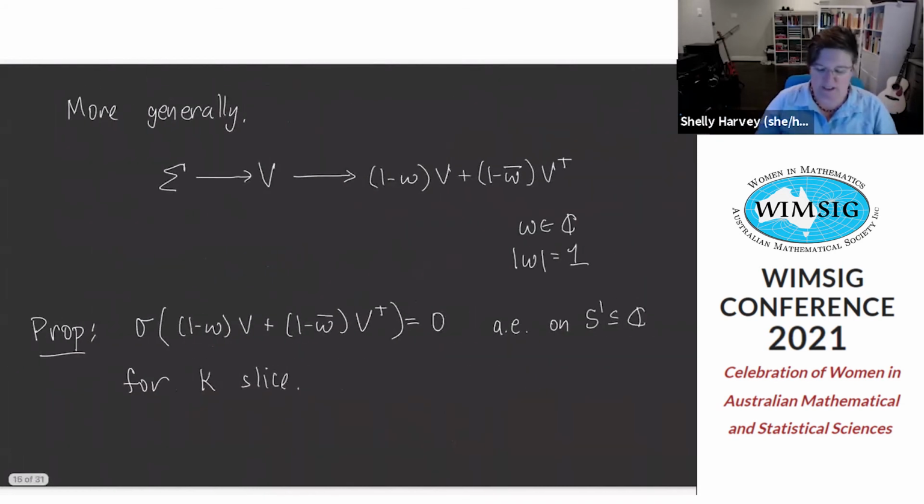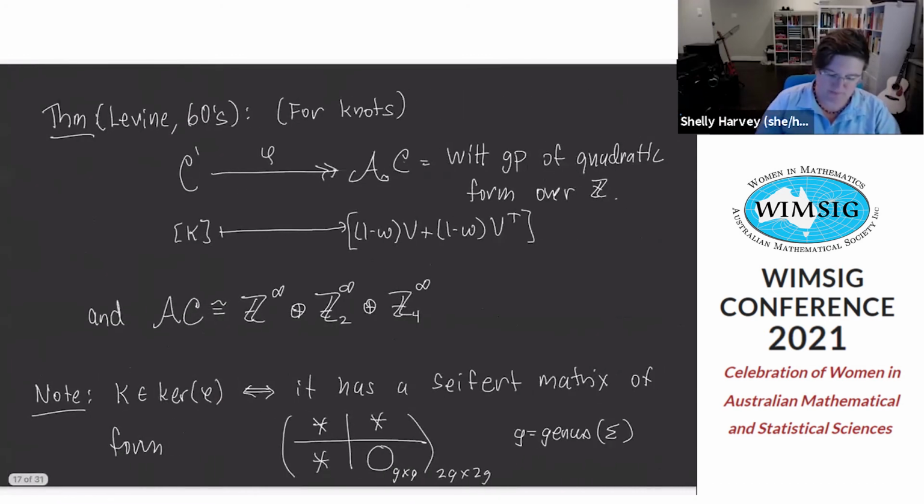More generally, instead of looking at just V plus V transpose, you can get an infinite number of Hermitian matrices by doing (1 minus omega) V plus (1 minus omega bar) V transpose, where omega is a complex number. Almost any complex number makes sense. And then it turns out these are all 0. So these give you an infinite number of different signatures.